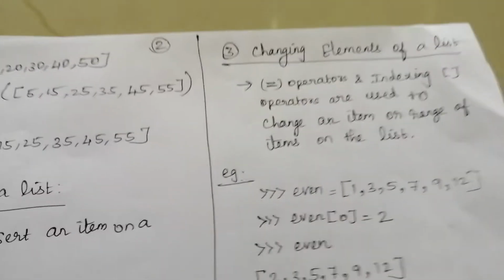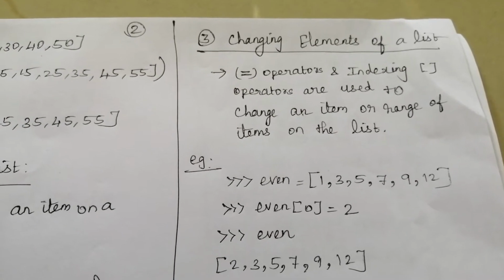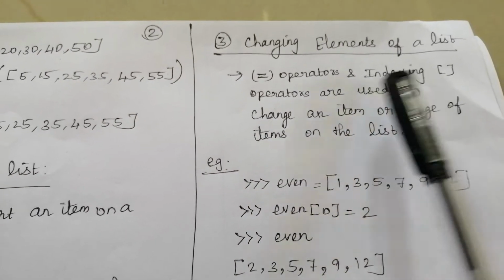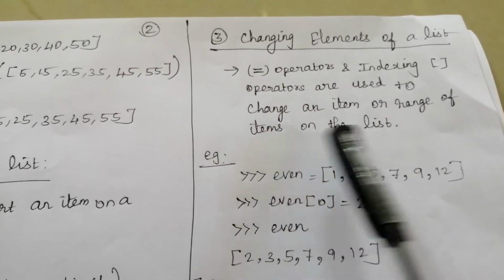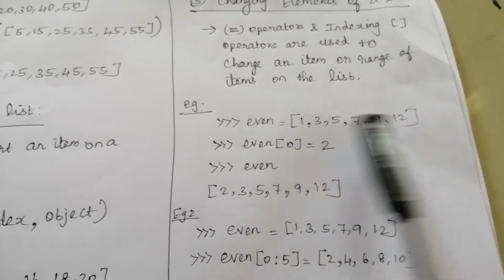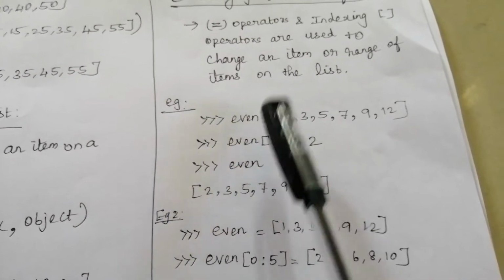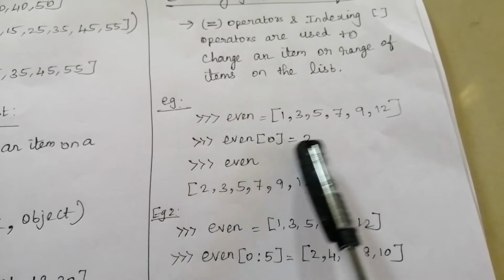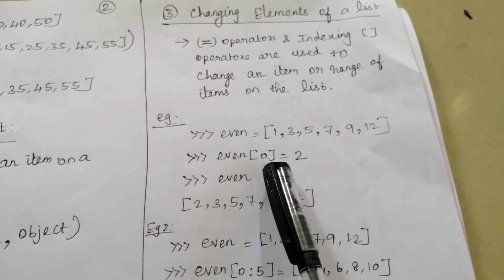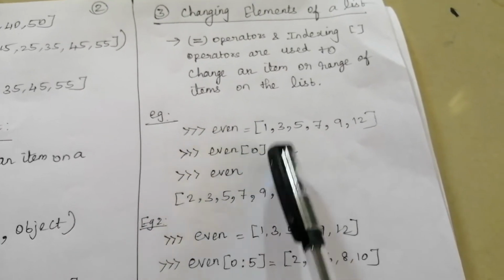Okay. Next we are going to discuss how to change the elements of a list. Here you can update the values in the list. With the help of assignment operators and indexing operators, you can change the items or a range of items in the list. See this example, even equals 1, 3, 5, 7, 9, 12. These are all the elements stored in the variable even. Now you want to update the value 1 into 2, where 2 is the new value. For that I have used the index operator as well as the assignment operator: even[0] = 2. Next I am going to display the output. Even displays that the value has been updated into 2.